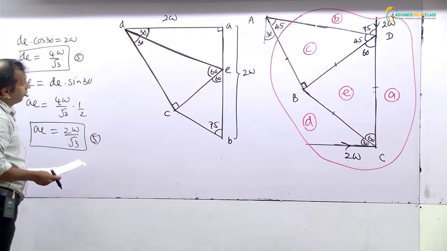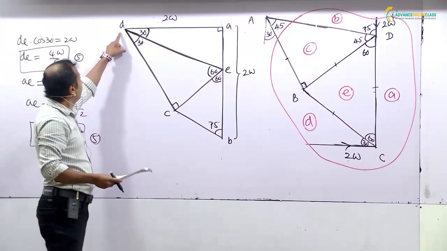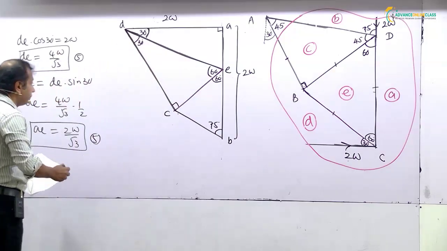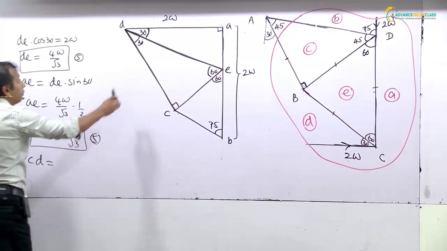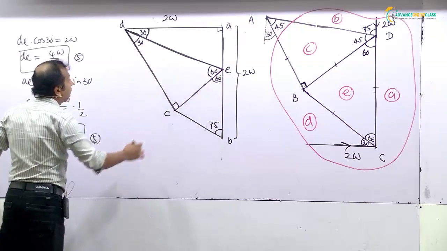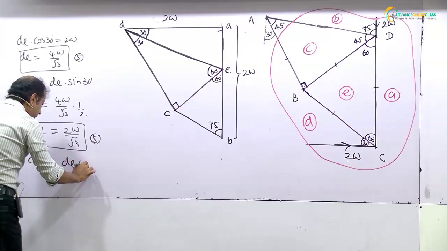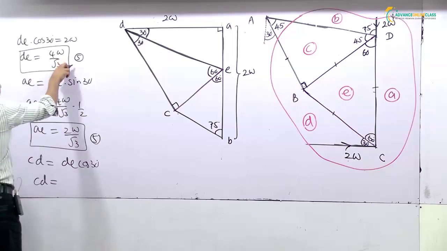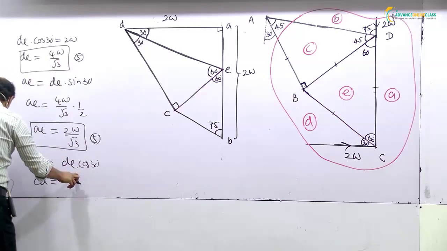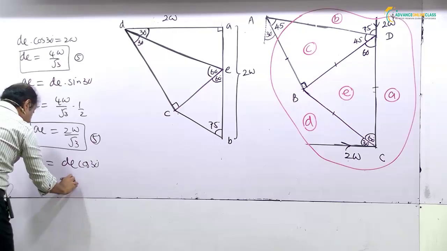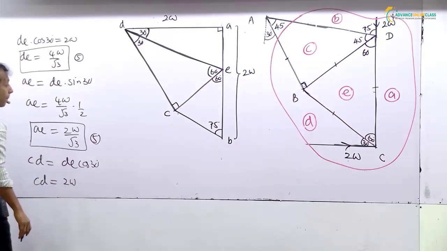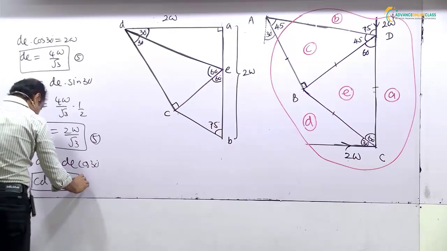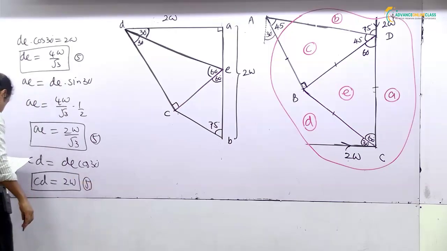CD next. CD, here. It is DE cos 30. CD means this, no? DE cos 30. Right? DE we can put here. Cos 30 we can put here. Then we get CD equals 2W. So that also 5 marks.